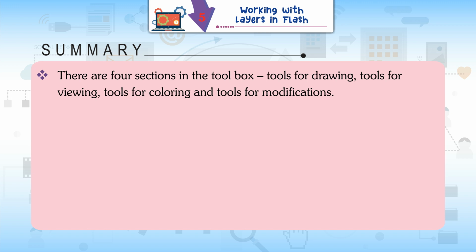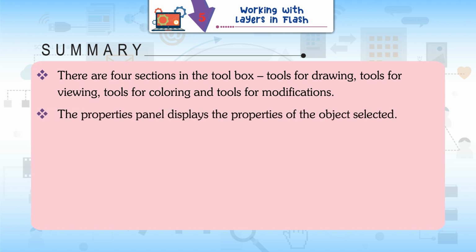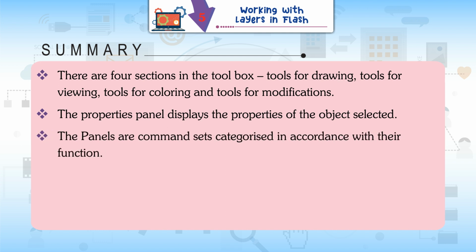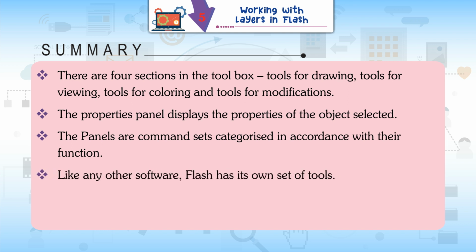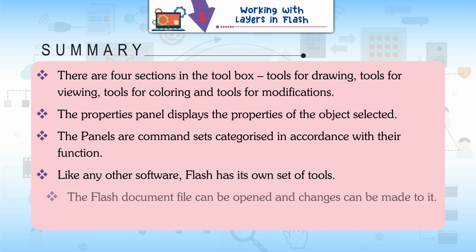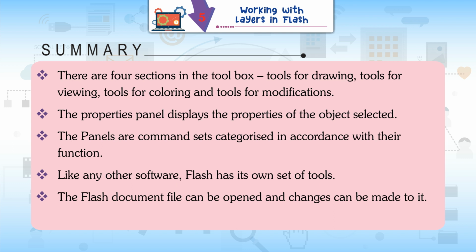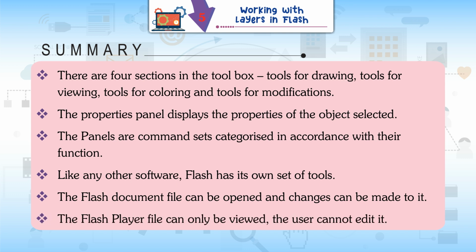Summary. There are 4 sections in the toolbox: tools for drawing, tools for viewing, tools for coloring, and tools for modifications. The Properties panel displays the properties of the object selected. The panels are command sets categorized in accordance with their function. Like any other software, Flash has its own set of tools. The Flash document file can be opened and changes can be made to it. The Flash player file can only be viewed. The user cannot edit it.